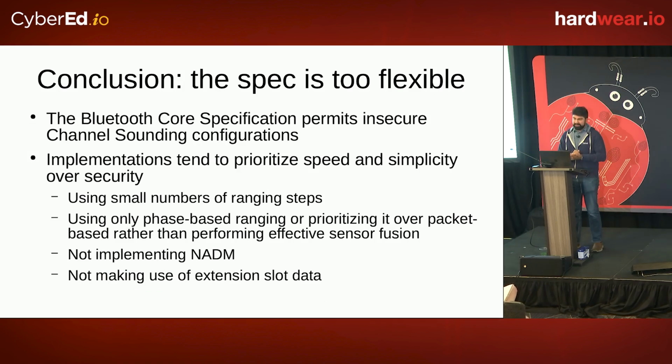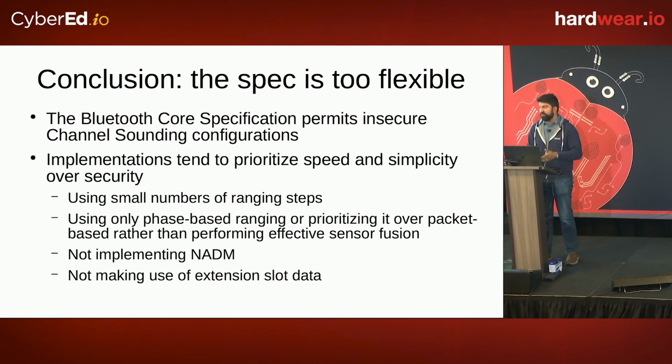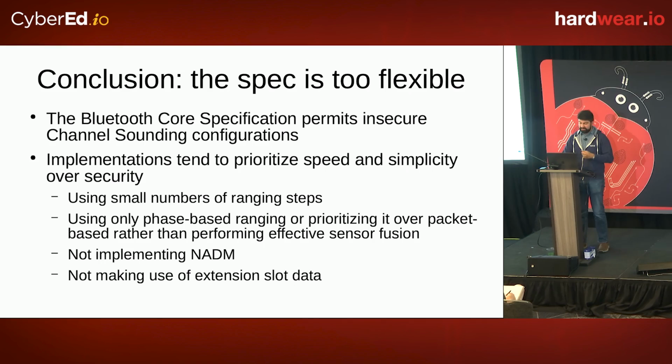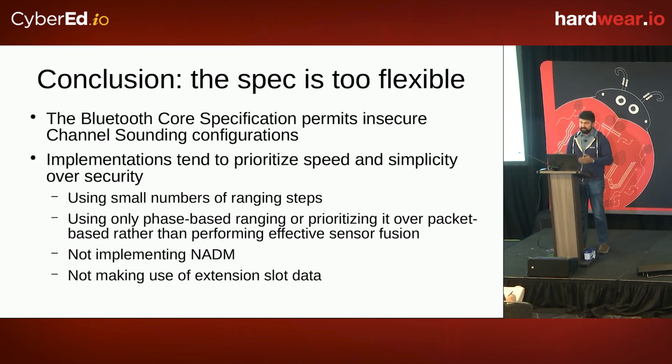So altogether, channel sounding has the building blocks to create a secure ranging system, but the spec is too flexible and it allows vendors to implement things that are insecure. When vendors have the choice to make their system faster and simpler to implement, it's cheaper for them, and there's enough marketing material making Bluetooth channel sounding sound secure, so they just follow the easiest path, the path of least resistance. Vendors are choosing to use small numbers of ranging steps.